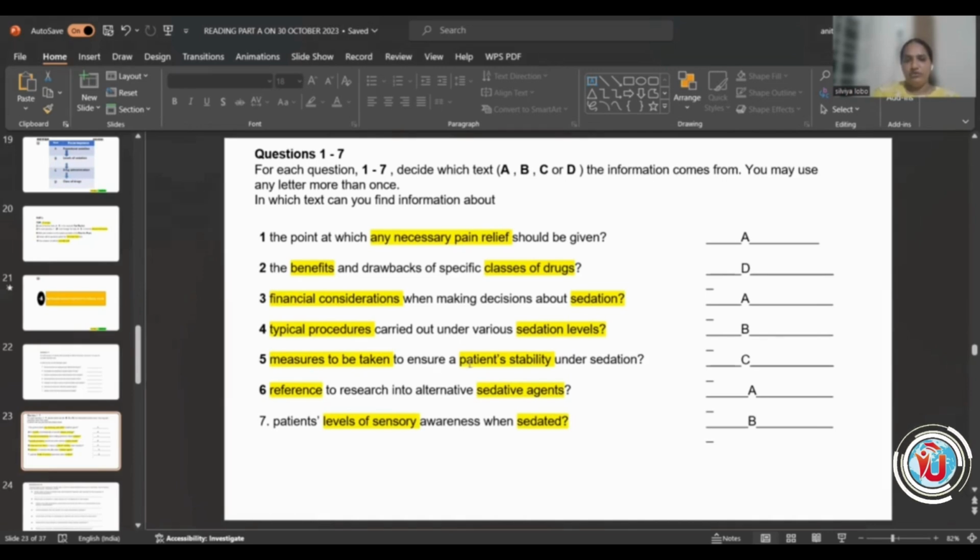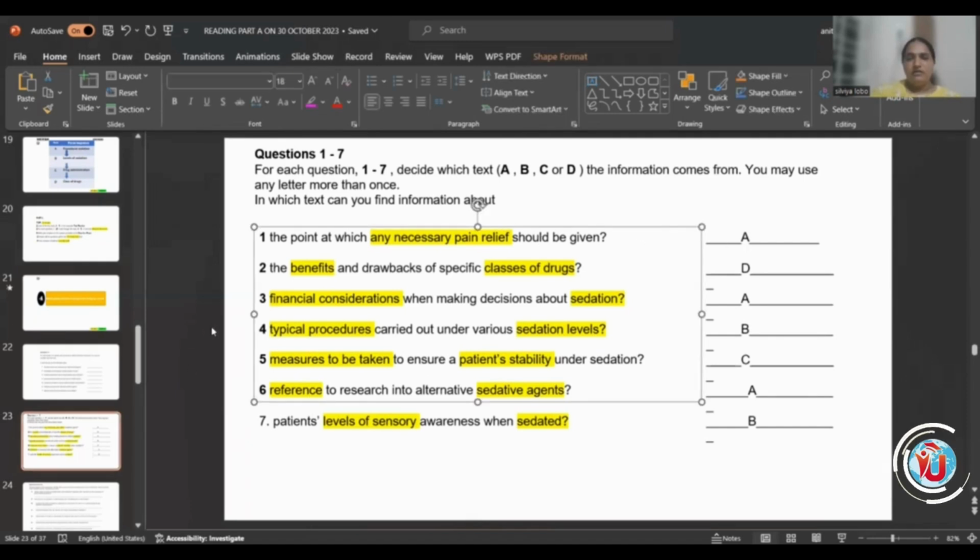Measures to be taken to ensure a patient's stability under sedation. Measures to be taken. Here patient stability under sedation. Reference to research into alternative sedation agents. Here also, sedation agents, we can see which step. Patient levels of sensory awareness when sedated. Here, levels of sensory awareness.